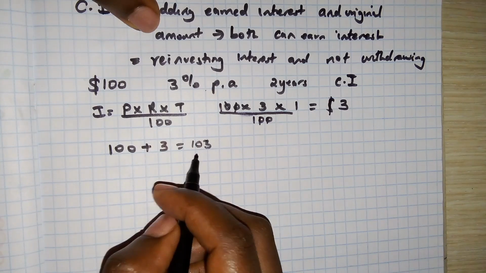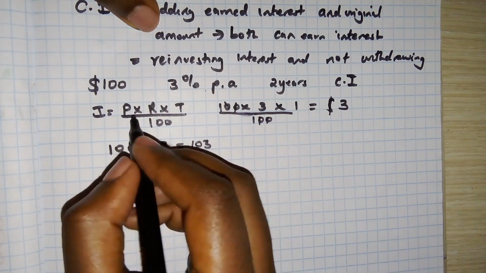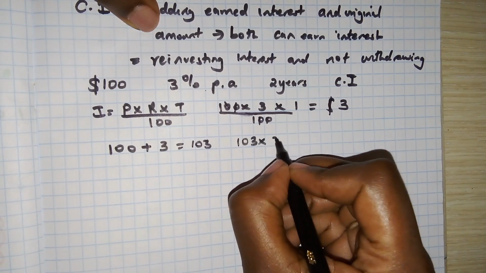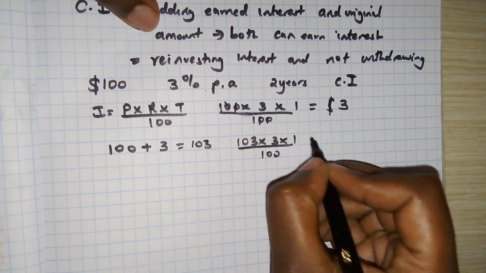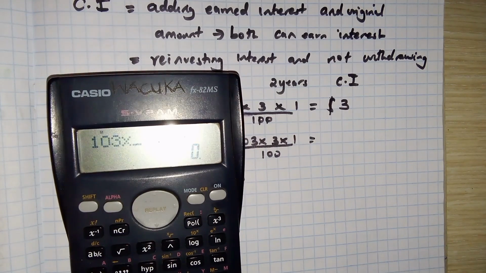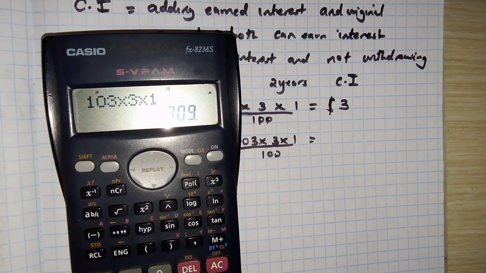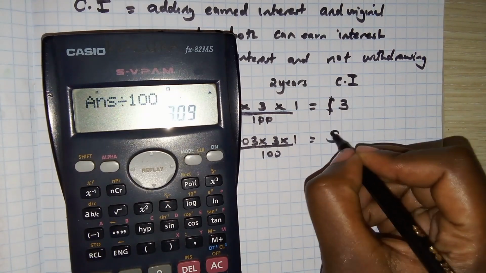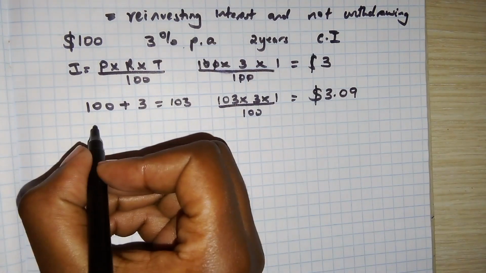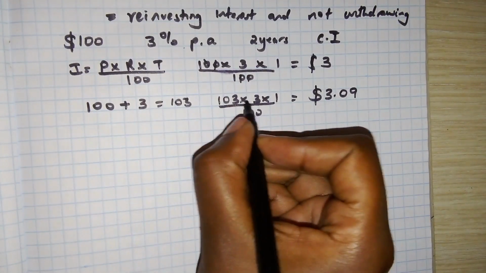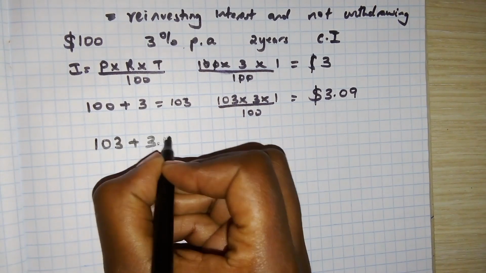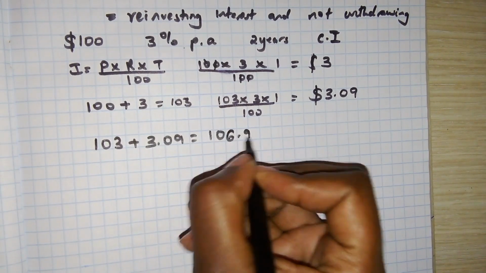So now this would be the new principal for the second year. So we find the interest for the second year: 103 times 3 times 1 all over 100. So 103 times 3 times 1 divided by 100. So at the end of the 2 years, this will be the principal of the second year. You take the principal plus the interest earned. So that would be 106.9.